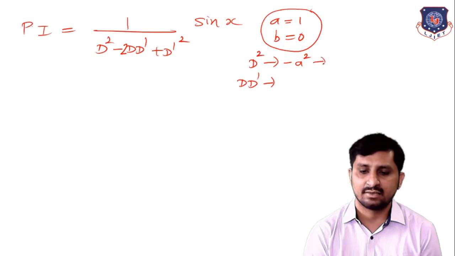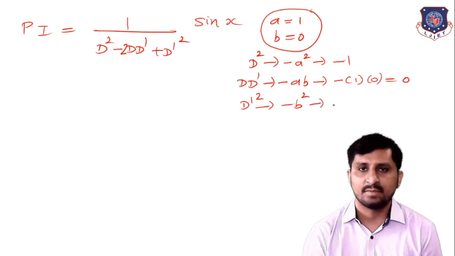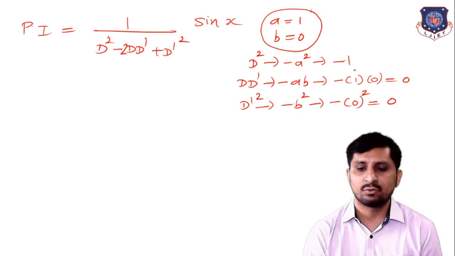So that's why I have to take minus 1. Instead of d into d dash, I have to take minus ab, so that's why I have to take 0, because this is minus 1 into 0, that will become 0. Instead of d dash square, I have to take minus b square, and what is my b? b is nothing but 0, so minus 0 square, so that's why 0. So now you can understand that instead of d square, I have to take minus 1.